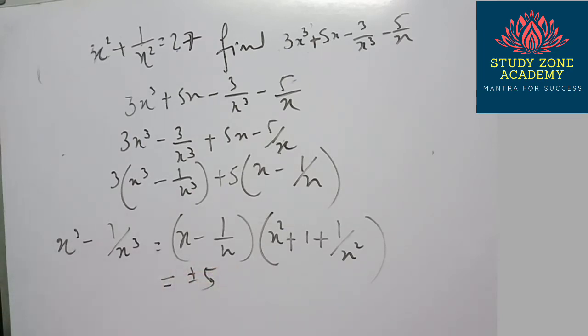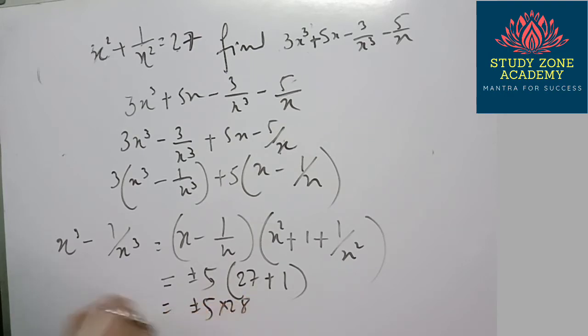That is plus minus 5. Do you know the value of x square plus 1 by x square? Yeah, that is 27. So what are we getting? We're getting it as 28. So plus minus 5 into 28. Clear?